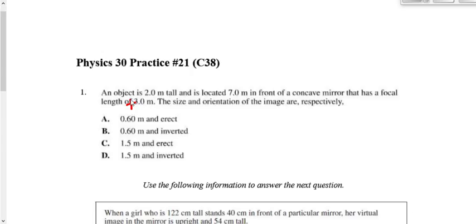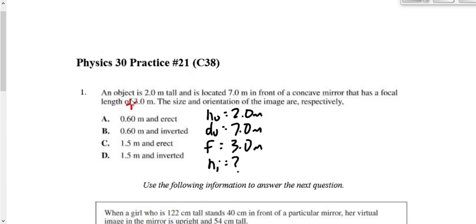Let's write down some givens here. We've got an object height, HO, is 2.0 meters. We've got a DO of 7.0 meters. We're going to make both of those positive. DO will always be positive for us. HO will pretty much always be positive for us. We're going to assume the object at least is right side up. My focal length is 3 meters, and it's positive. We've already identified that. We want to find the size of the image, so we're going to find HI here, and then we'll worry about the orientation, the right side up or upside down, in a moment once we calculate that.